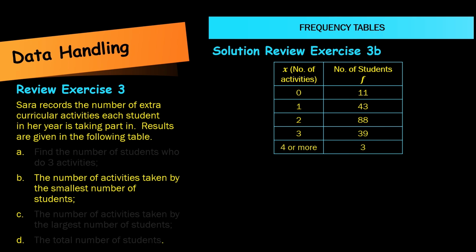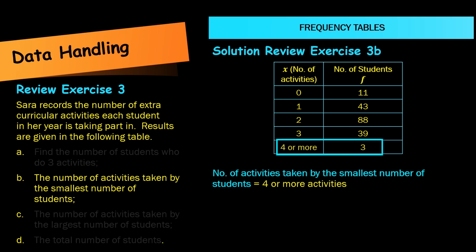And now for Part B. We are required to find the number of activities taken by the smallest number of students. The smallest value in the column labelled F is 3. Therefore, the number of activities taken by the smallest number of students is 4 or more activities.